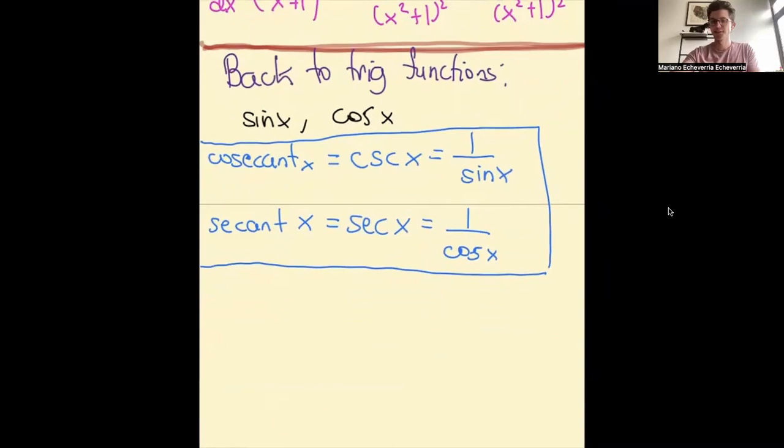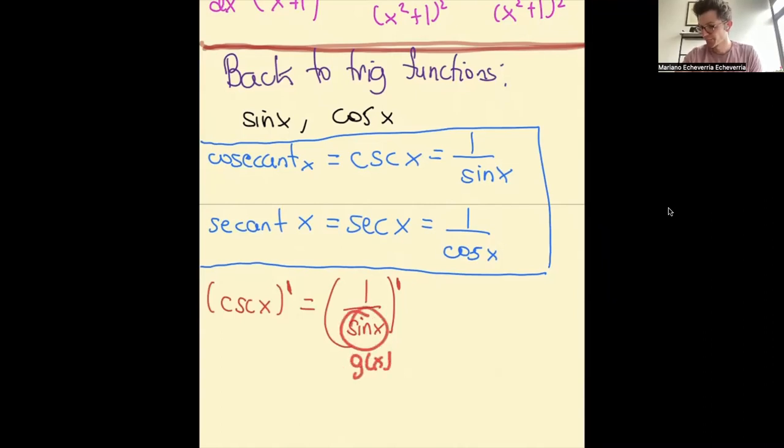So for example, let's say I wanted to find, I'll do the first one and I'll give you a chance to do the second so that you can try it out. Let's say I wanted to find the derivative of cosecant of x, right? What is the derivative of cosecant of x? That would be the derivative of 1 over sine of x. Now, this is the same rule as before, where this is g of x.